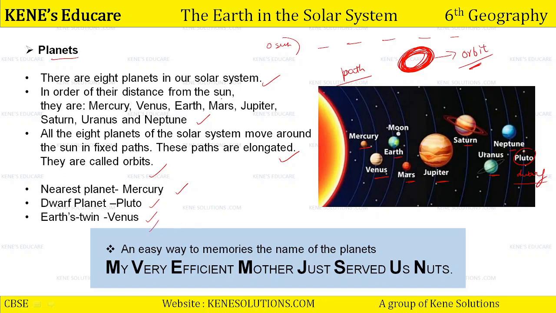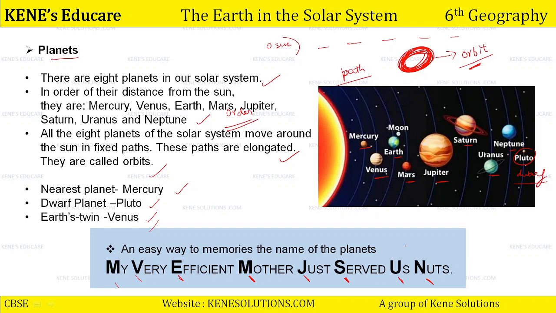There is a very easy way to learn this order of planets: My very efficient mother just served us nuts. M stands for Mercury, V stands for Venus, E stands for Earth, M stands for Mars, J stands for Jupiter, S stands for Saturn, U stands for Uranus, and N stands for Neptune. My very efficient mother just served us nuts.